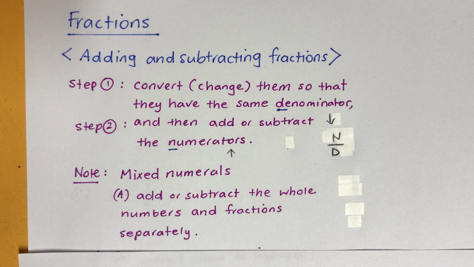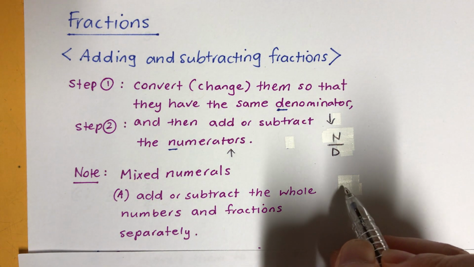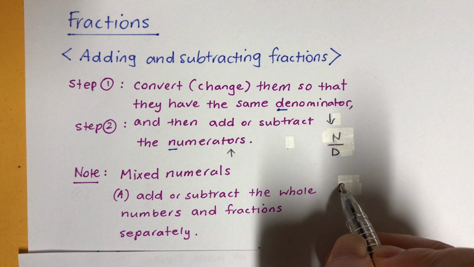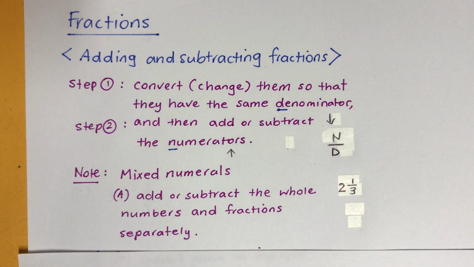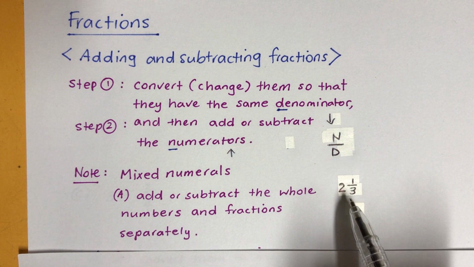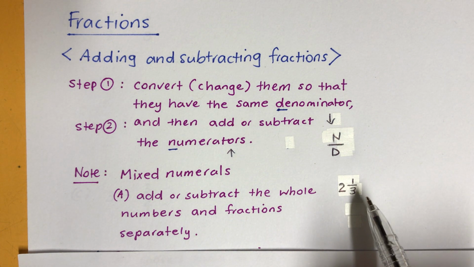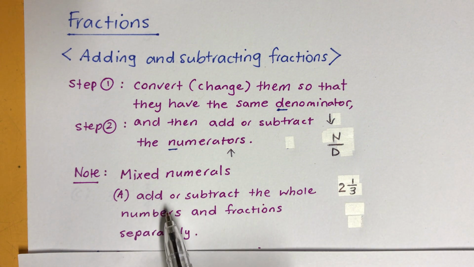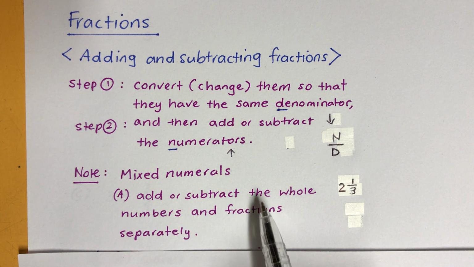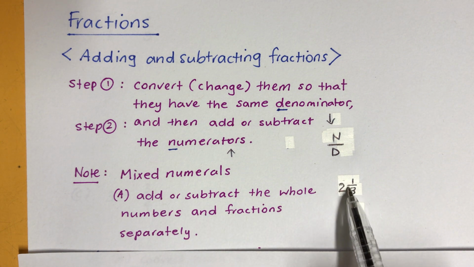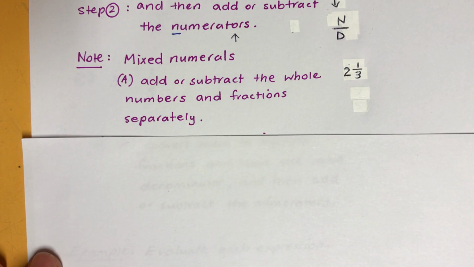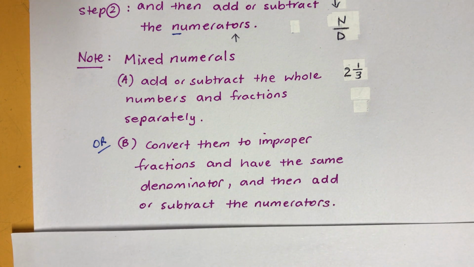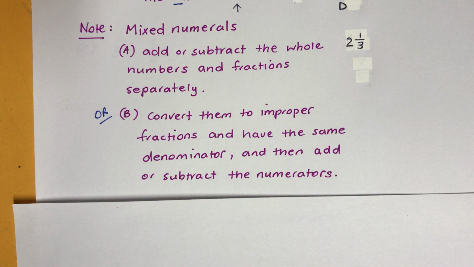And when you have a mixed numeral, which is a whole number with fractions, something like that, that's what we call a mixed numeral. Now, adding or subtracting mixed numerals: first you have to add or subtract the whole numbers, which is the number in front of a fraction, and the fractions separately. Okay, that's one way of doing it. And the second way of doing it is to convert, change them to improper fractions.